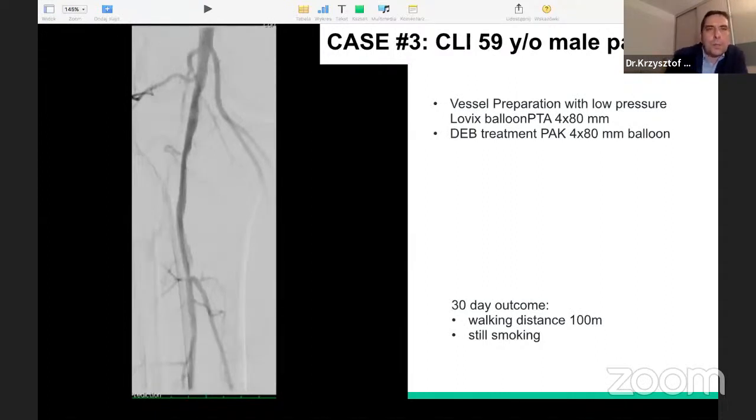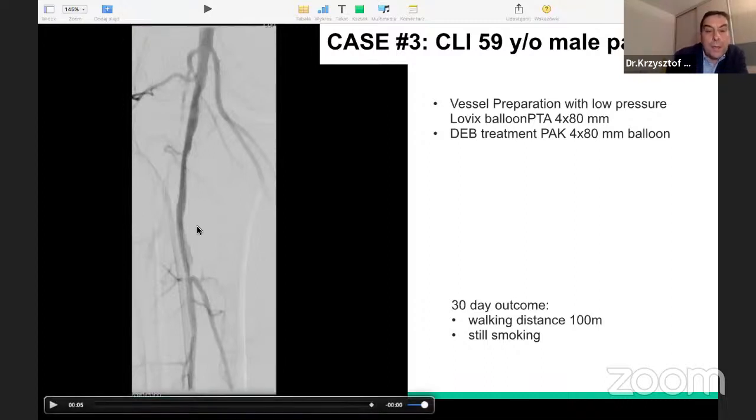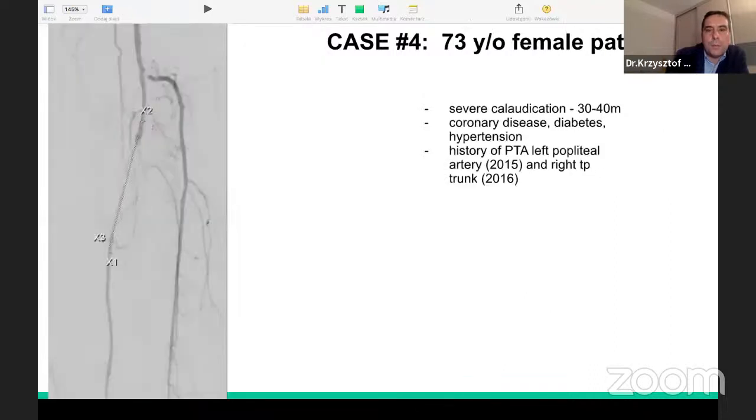After 30 days, walking distance improved to 100 meters. Of course, the patient is still smoking. The angio doesn't look very nice. You can see a big calcification here, some remnants here. However, the clinical effect is okay. So by now, we are not making any additional procedures in the patient.